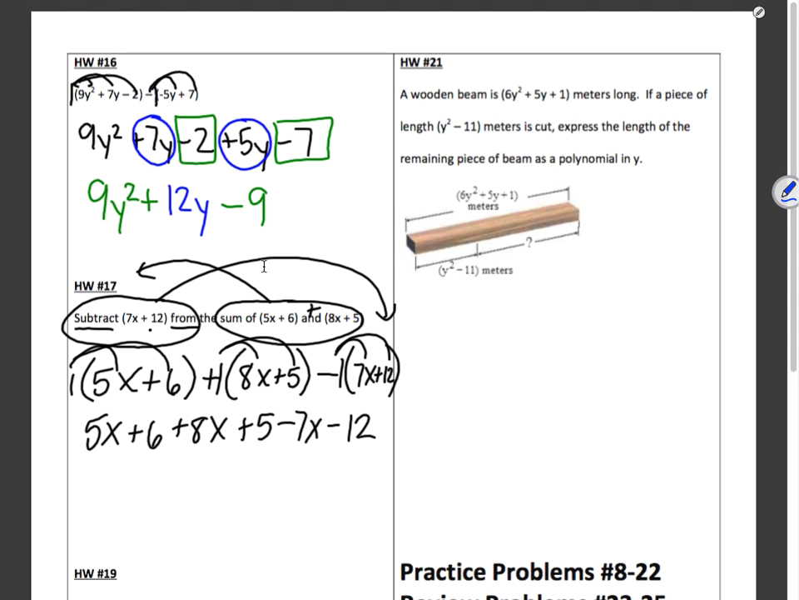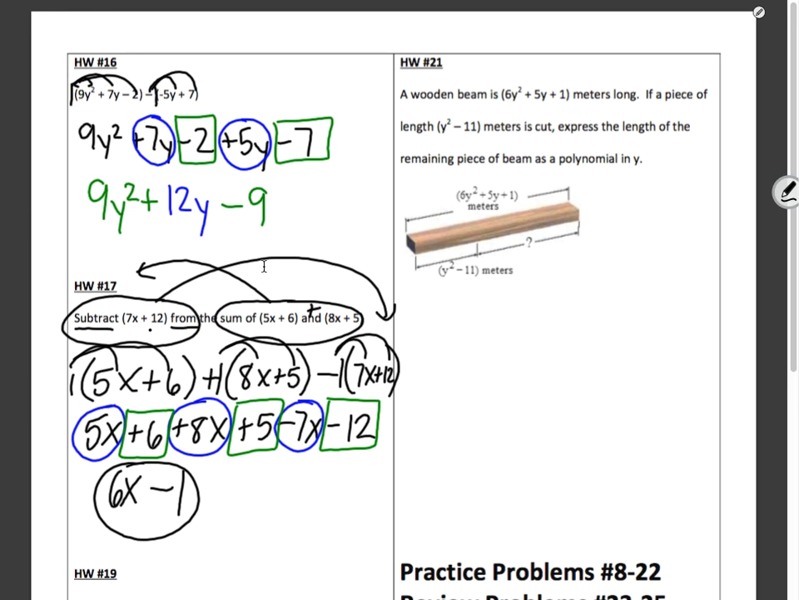Now I'm ready to simplify this by adding my like terms. 5x plus 8x minus 7x. 5x plus 8x is 13x, minus 7x is 6x. 6 plus 5 minus 12. 6 plus 5 is 11, minus 12 is negative 1. So the answer, or the simplified version of this polynomial, is 6x minus 1. These are all expressions. There's no equal sign, so we cannot solve these problems. We can only simplify them.